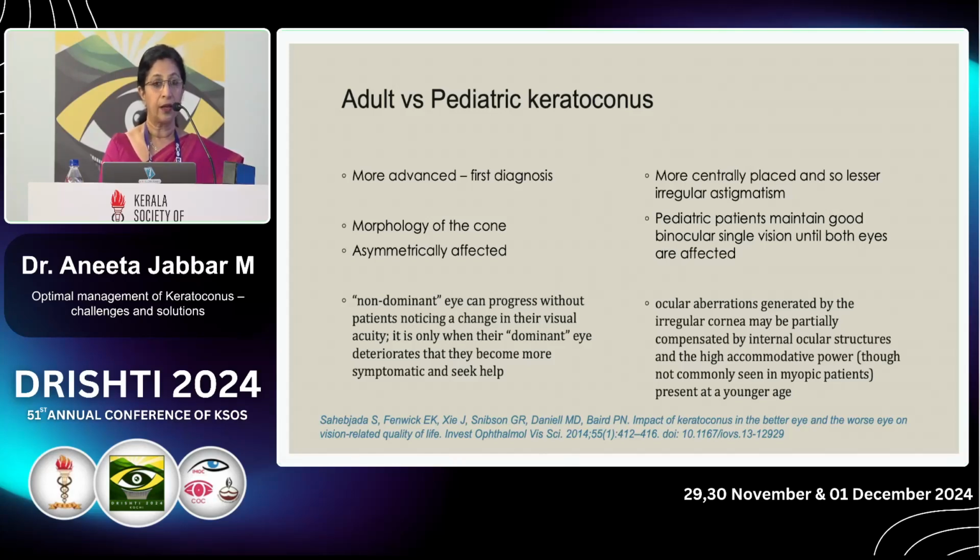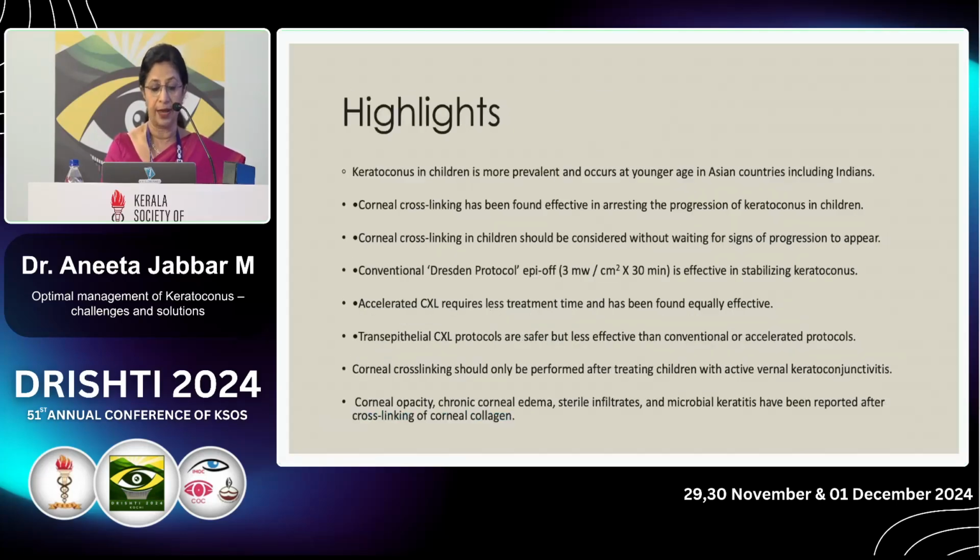And the patient and the parents may not know, because the non-dominant eye may be progressing without the patient noticing a change in their visual acuity. It is only when the dominant eye deteriorates that they become more symptomatic and seek help. And also ocular aberrations generated by the irregular cornea may be partially compensated by the internal ocular structures and the high accommodative power present in the younger age. That is why they are presenting late to us.